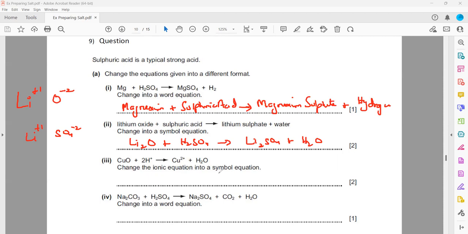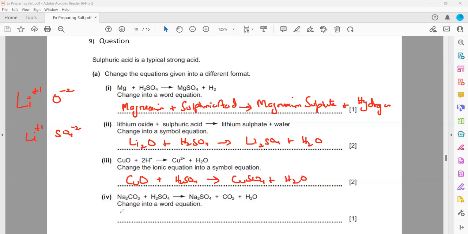Change the ionic equation into a symbolic equation. So copper oxide is there. H plus ion means an acid is there. So sulfuric acid, H2SO4, because these are all reactions of sulfuric acid. It will give copper sulfate plus water.